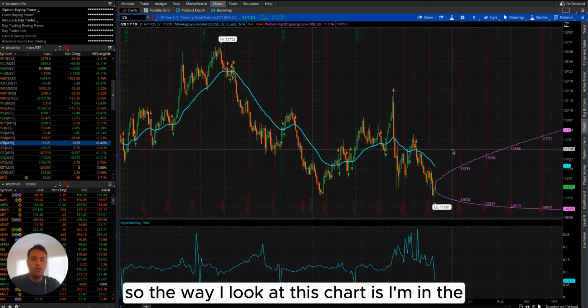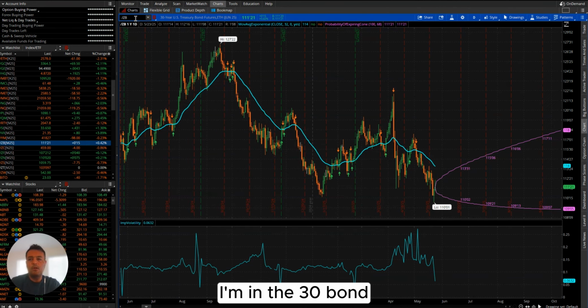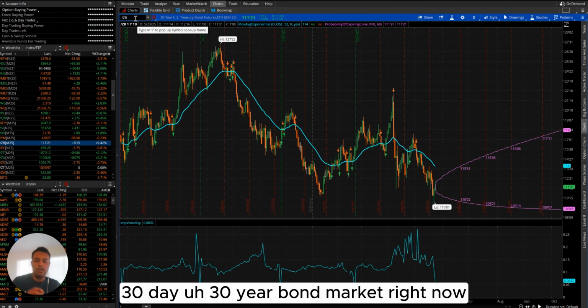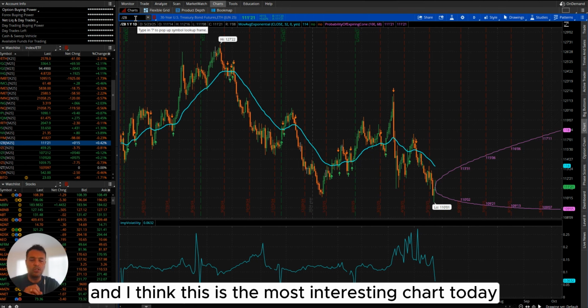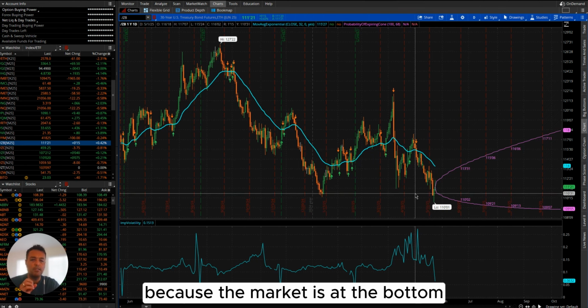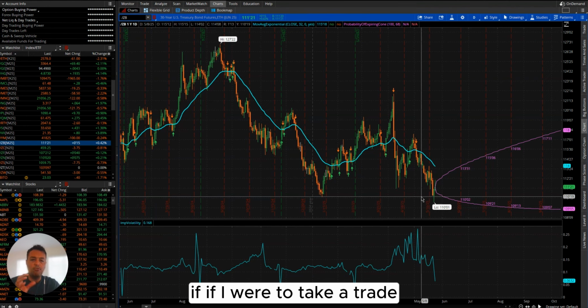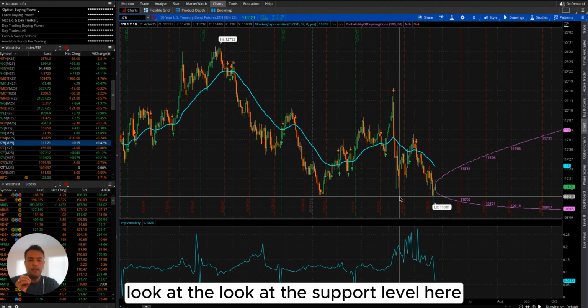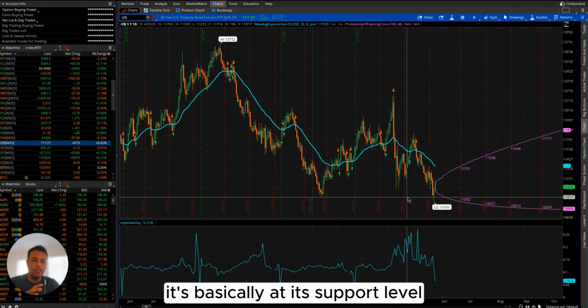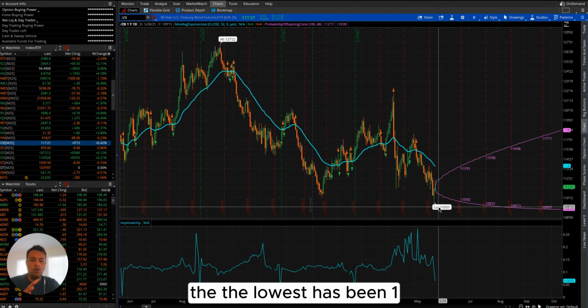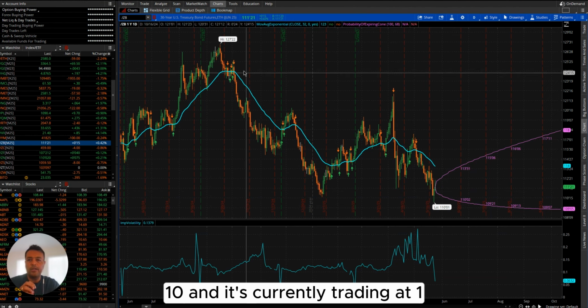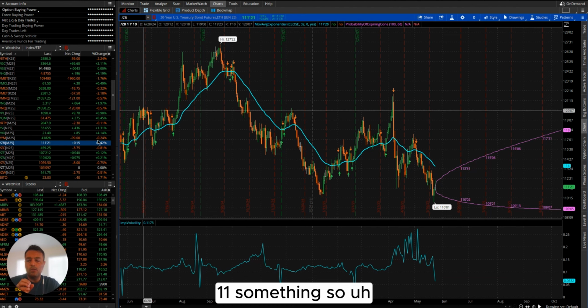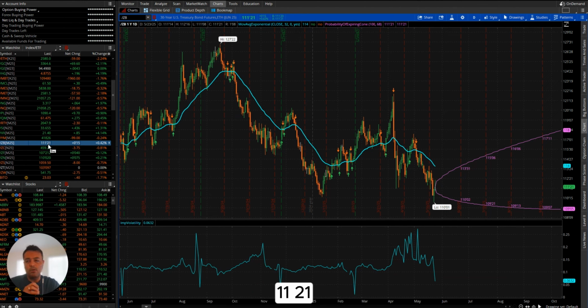So the way I look at this chart is I'm in the 30 year bond market right now, and I think this is the most interesting chart today because the market is at the bottom. If I were to take a trade, I would take a trade in this market, the 30-year bond market, and I would sell a put spread because look at the support level here. It's basically at its support level. The lowest has been 110, and it's currently trading at 111 something. So it's currently trading at 111.21.